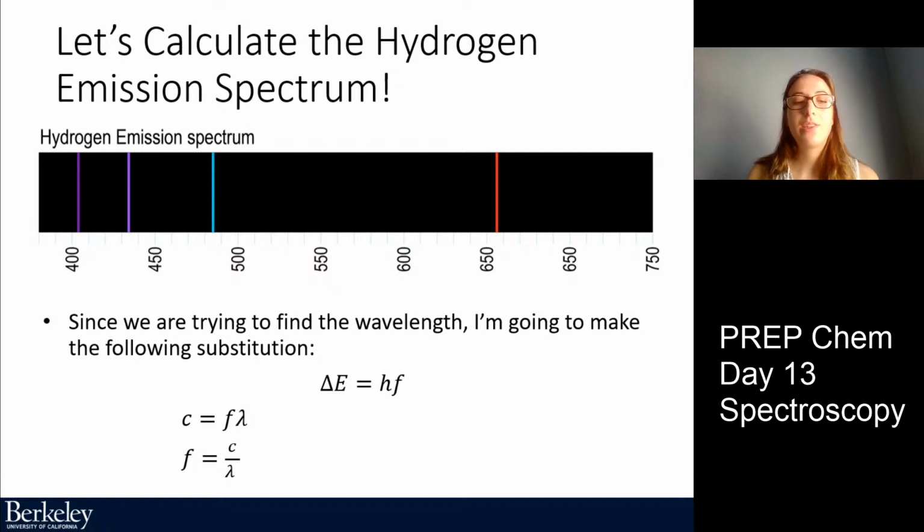And then we can rearrange this equation to get an equation for frequency. So frequency equals the speed of light divided by our wavelength. And then we can substitute this into Planck's equation to get an equation that's in terms of wavelength instead of frequency. So that would give that our change in energy is equal to Planck's constant times the speed of light divided by the wavelength of light. So just keep that in mind.